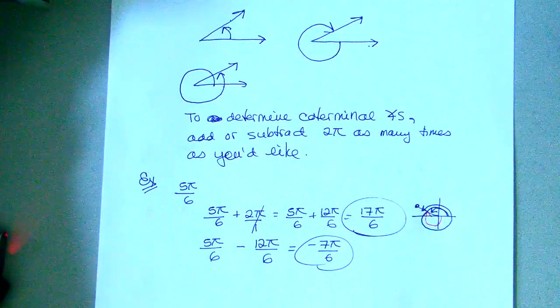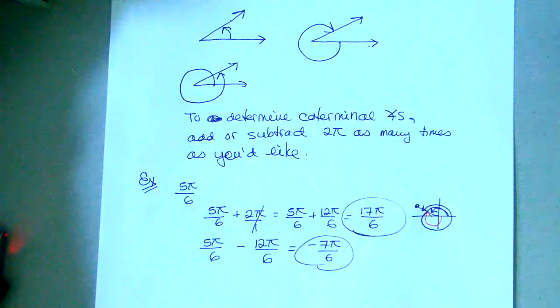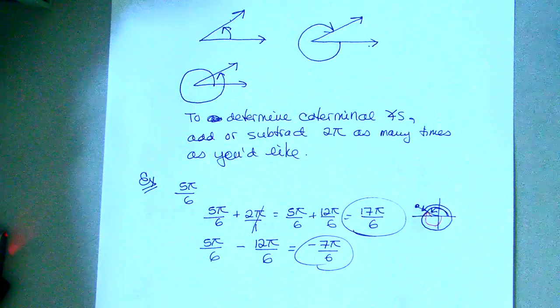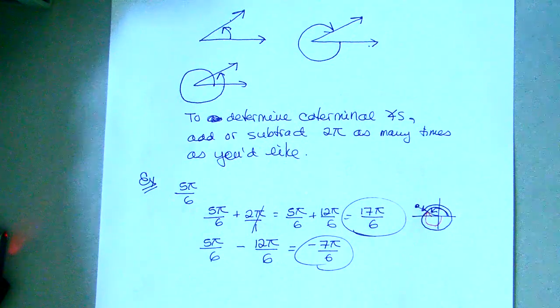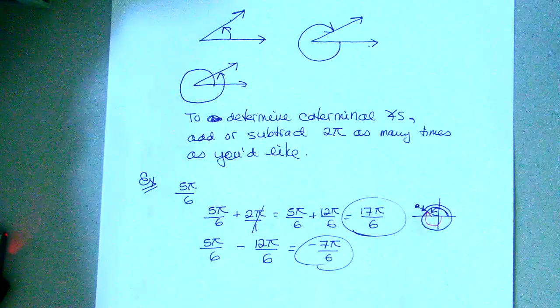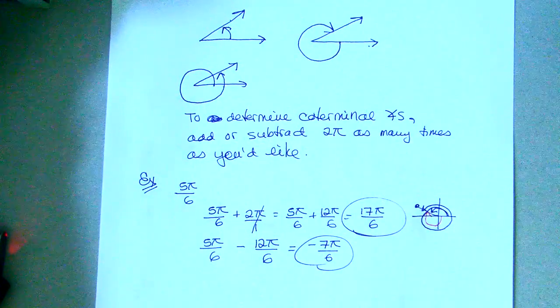The reason I'm reviewing this with you is because oftentimes we'll need to find the sine, cosine, tangent, whatever, of angles that are bigger than 2 pi or angles that are less than 0. All we need to do is find a coterminal angle and then find the sine, cosine, tangent, whatever, of that angle.